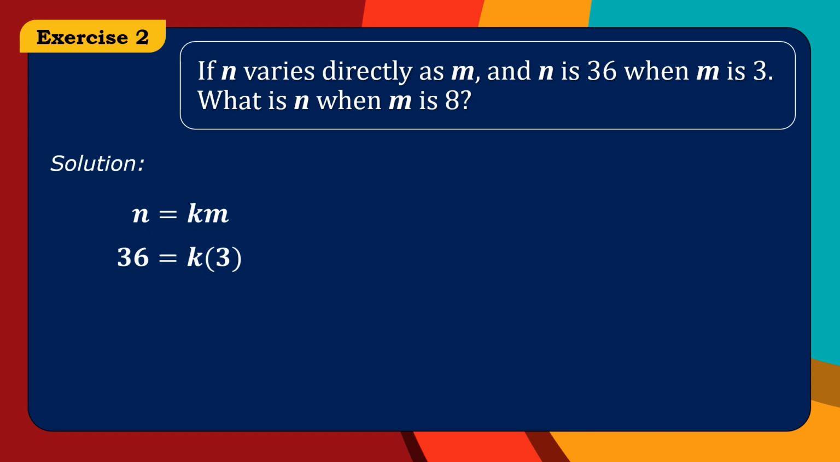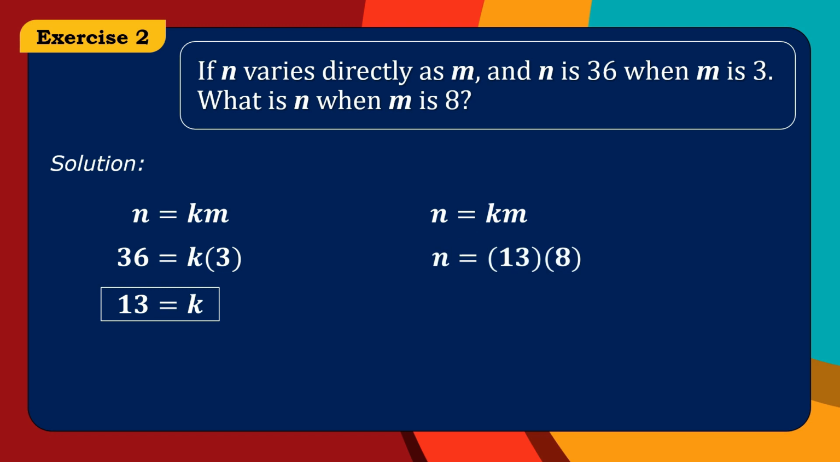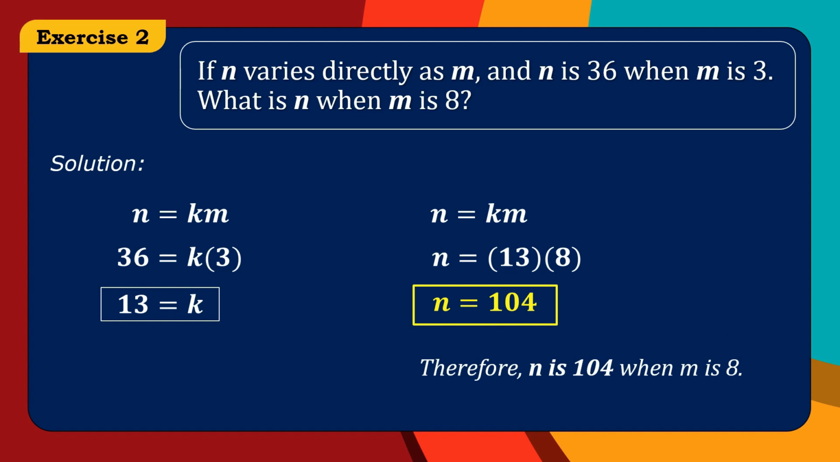So we have 36 is equal to k times 3, and dividing both sides by 3, the value of k is 12, or 12 equals k. And to find the value of n, we will substitute the given values k, which is 12, and m, which is 8, and the product is 96. Therefore, n is 96 when m is 8.